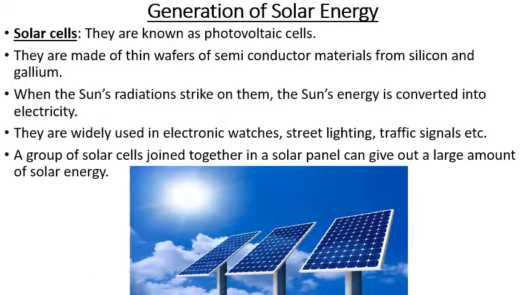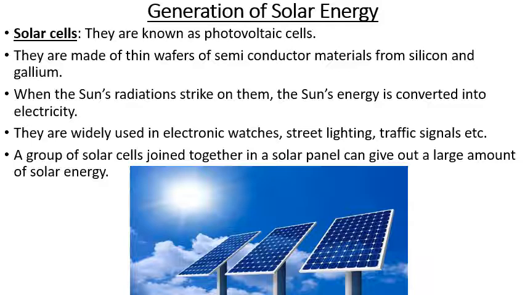Next very important concept, that is how is solar energy generated. Several techniques have been developed in India for harnessing solar energy; out of those, three main ones are solar cells, solar cooker and solar water heater. Solar cells are known as photovoltaic cells also. Solar cells are made of thin wafers of semiconductor materials from silicon and gallium. When the sun's radiations strike on them, the sun's energy is converted into electricity. Solar cells are widely used in calculators, electronic watches, street lighting, traffic signals, water pumps, etc.